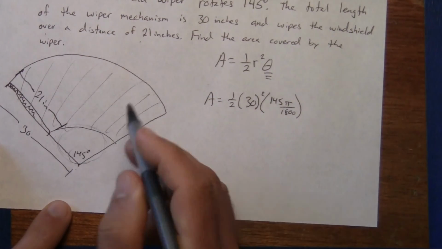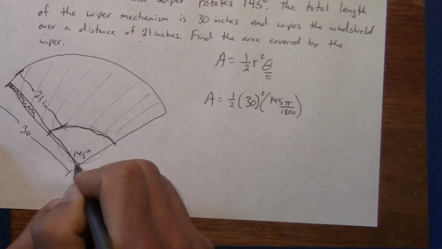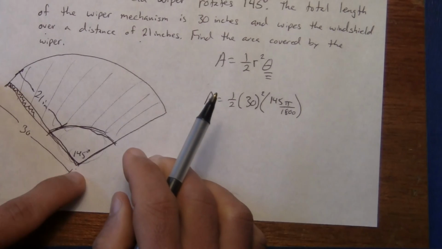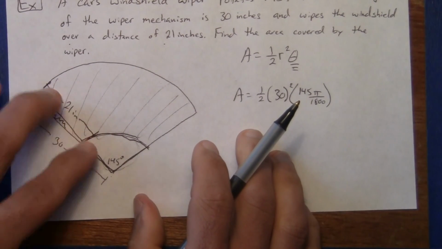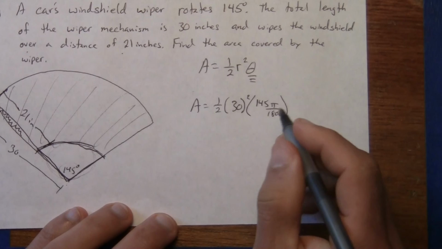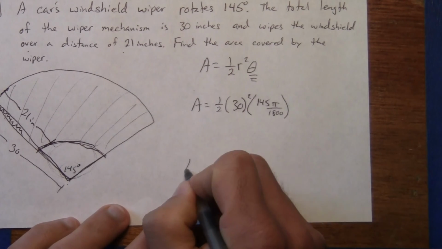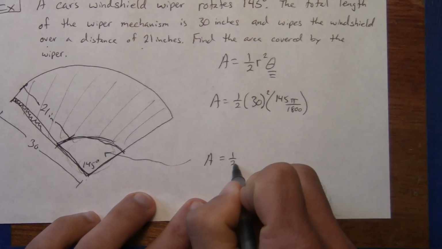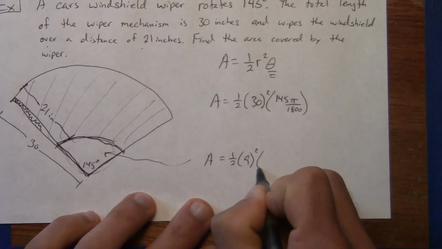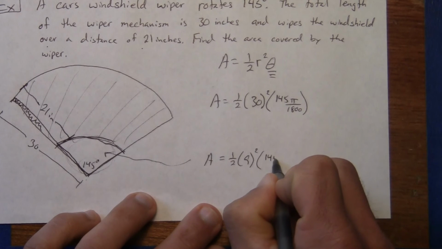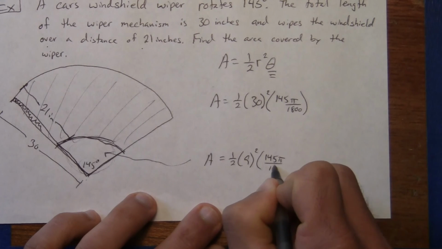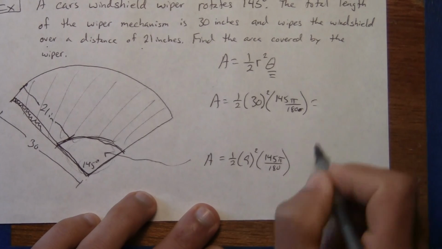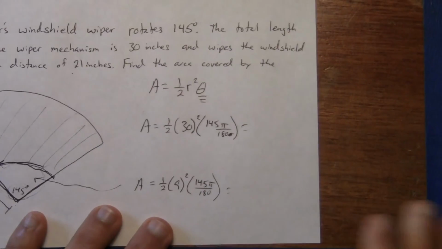I actually do not want this, so I have to subtract it out. Well, what's that distance? If the whole thing is 30, this is 21, what's left? Well, I'm subtracting out a radius of 9. So if I found that little area right here, this is going to be 1/2 radius of 9 squared. The angle is still the same thing. It's still 145 pi over 180. And now I'll figure out what this is, and I'll just subtract the two.